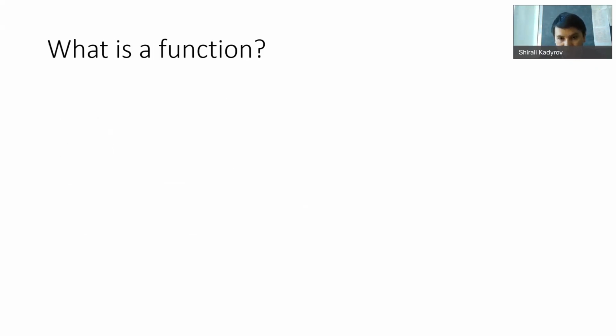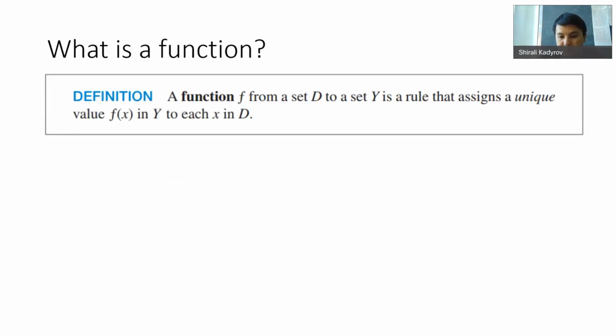Okay, so what is a function? Here's the definition from Thomas Calculus. A function f from a set D to a set Y is a rule that assigns a unique value f of x in Y to each x in D. So basically it's a rule. Let me show the picture.